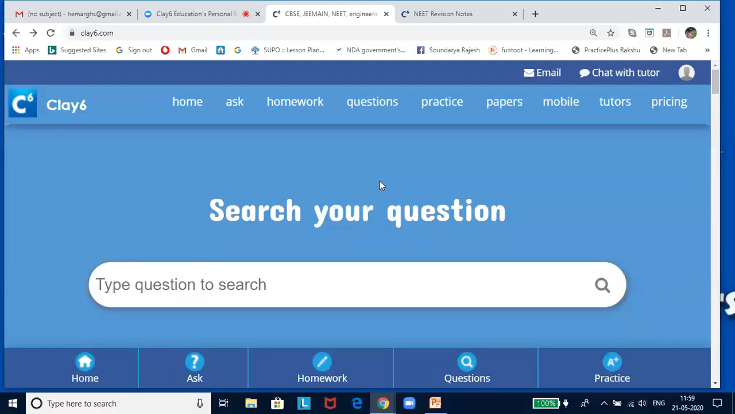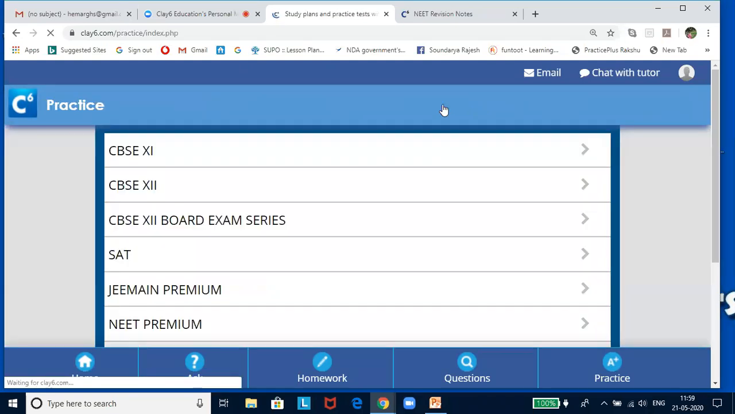for biology. Today I will be covering growth in plants, plant growth. Briefly, I will run through how to access the revision notes and test in clay6.com. Open the web page, that is clay6.com. Go to click on practice.